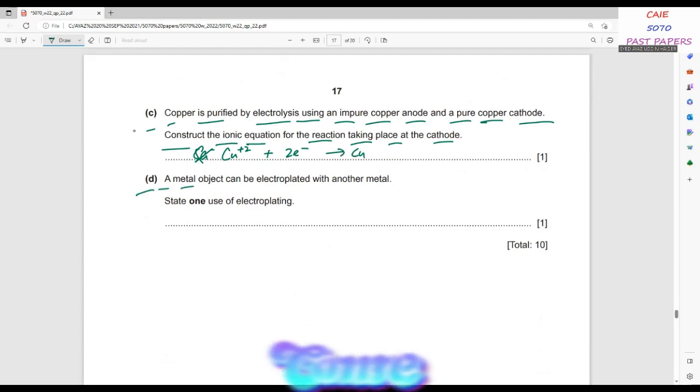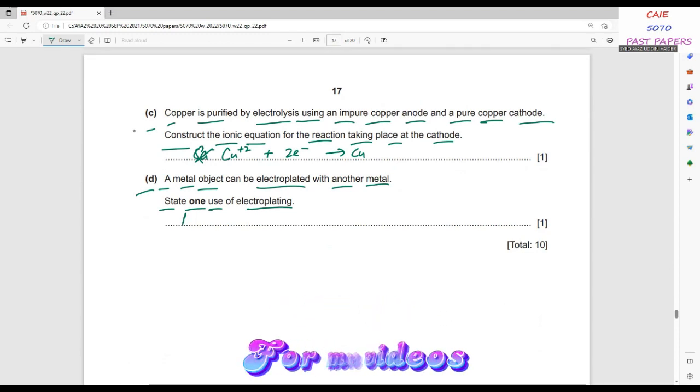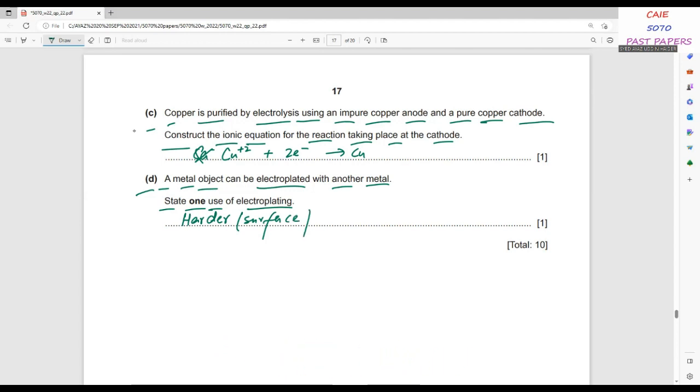9D. A metal object can be electroplated with another metal. State one use of electroplating. It makes the object harder on the surface, or more resistant to corrosion. More resistant to corrosion.